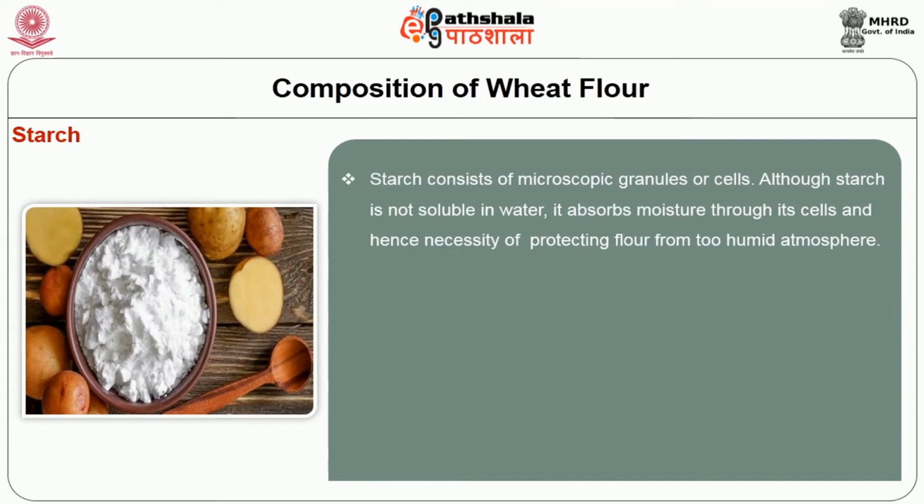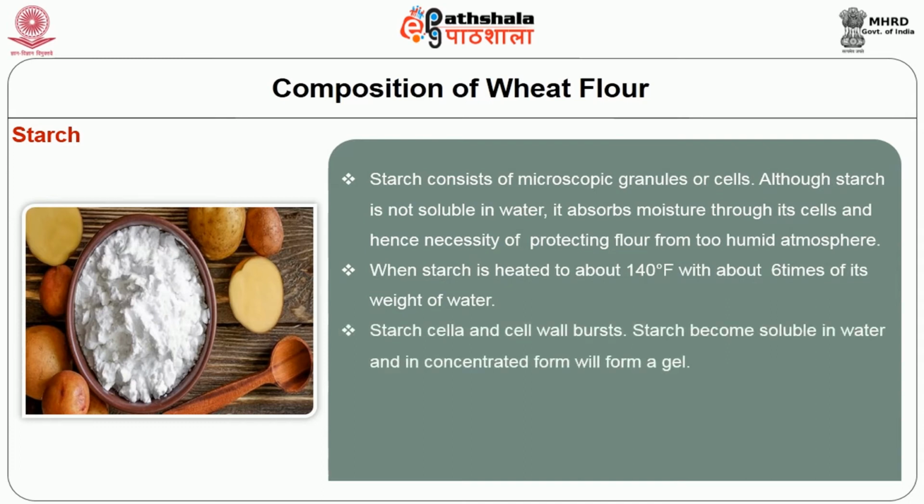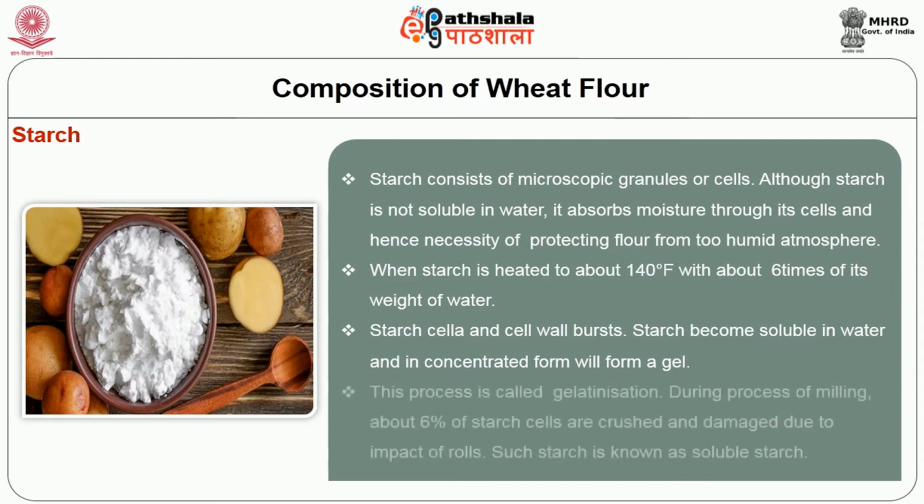Although starch is not soluble in water, it absorbs moisture through its cells and hence is necessary for protecting flour from too humid an atmosphere. When starch is heated to about 140 degrees Fahrenheit with about 6 times its weight of water, the starch cells absorb a lot of water and swell. At one point the cells will burst and it will become like a gel. This process is called gelatinization.